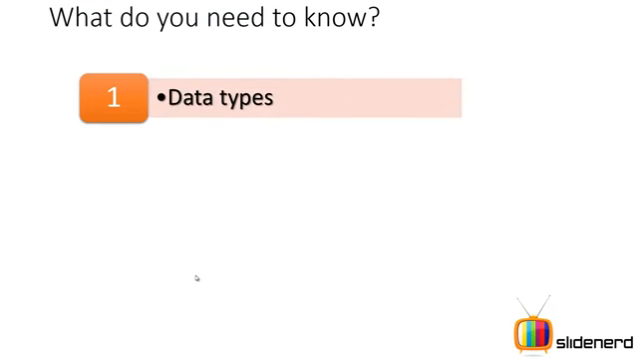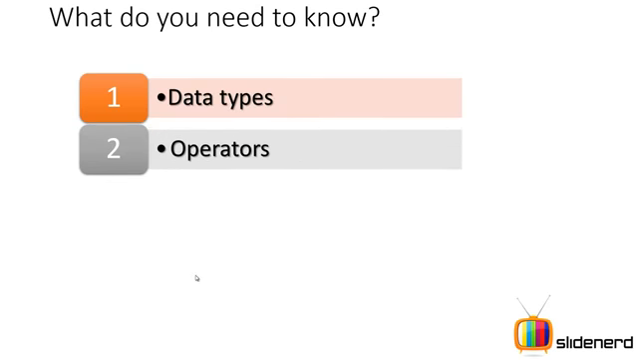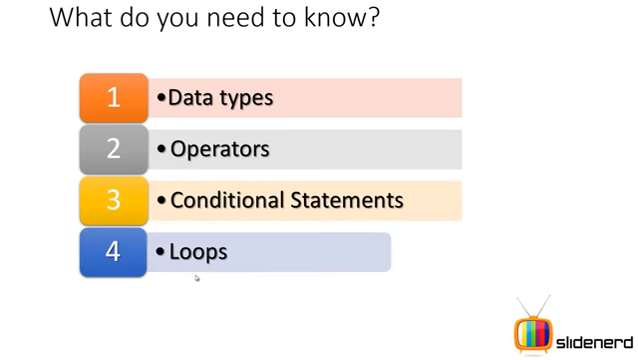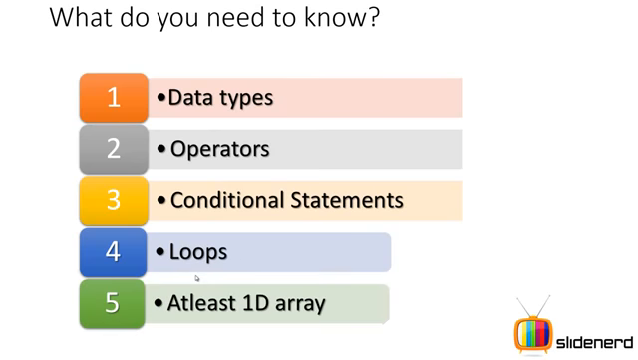Alright, so you need to know data types, which is your int, long, short, right? And then you have your operators, which can be plus, minus, multiply stuff, conditional statements, if else, and loops, that is your while, for, do while, and last but not the least, at least one arrays. Now this is all you need to know before we start talking about the complex stuff like object-oriented programming, classes, and other stuff.